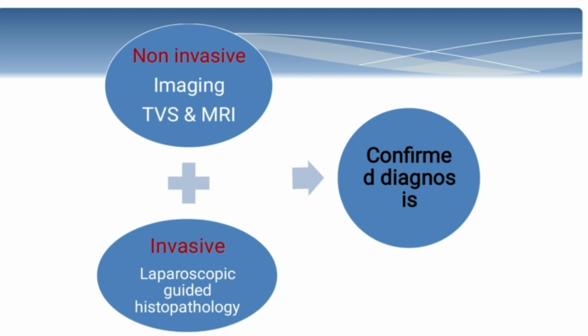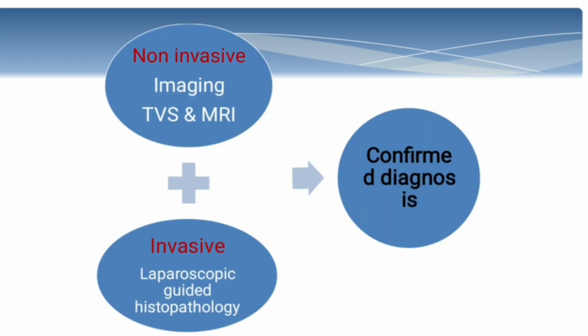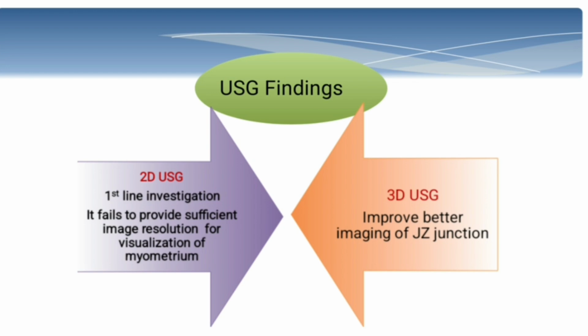but it is also invasive and a difficult procedure that is not commonly done. It is only done after surgical intervention. This whole non-invasive and invasive work-up can give you the confirmed diagnosis of adenomyosis. Now, the ultrasonographic findings. We can use 2D ultrasonography and 3D ultrasonography to diagnose adenomyosis.